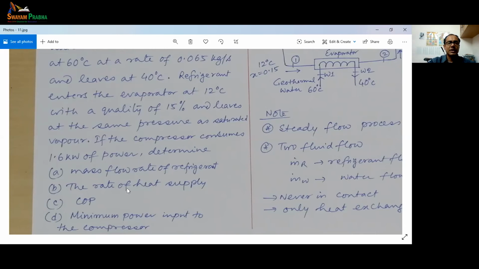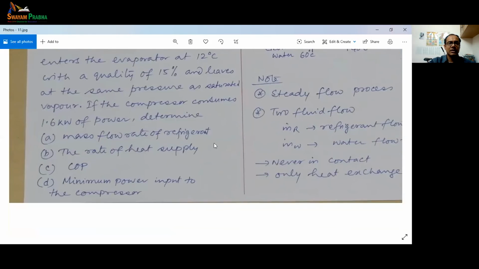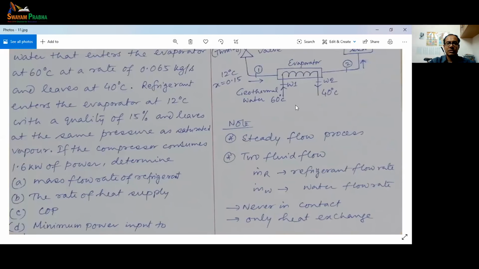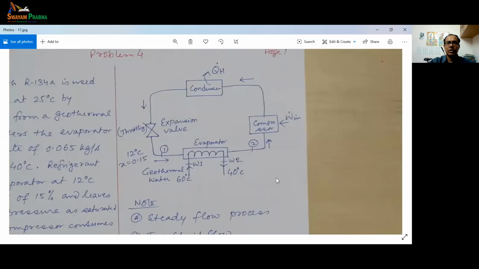We have to determine the mass flow rate of refrigerant, the rate of heat supply, the coefficient of performance, which is often shortened to COP, and the minimum power input to the compressor. So these quantities we will see one by one, but first look at the schematic diagram of the process.